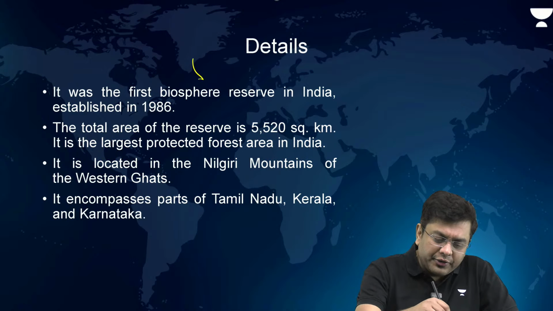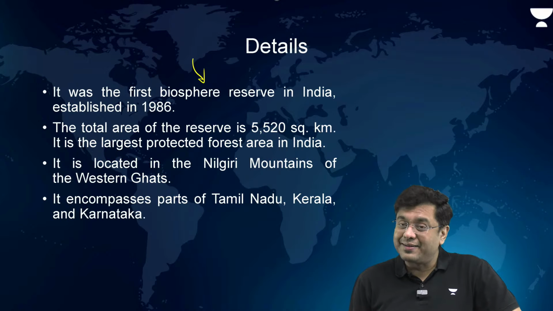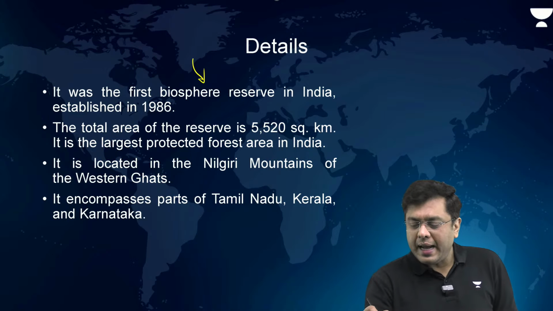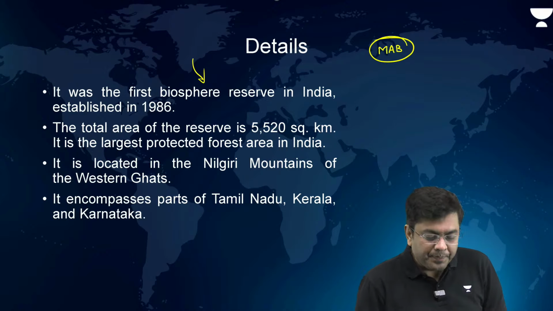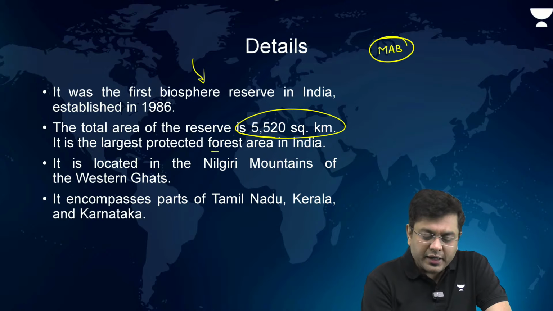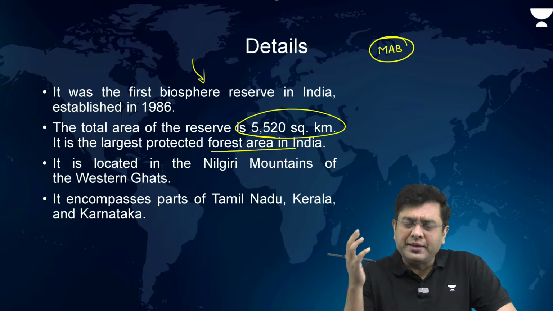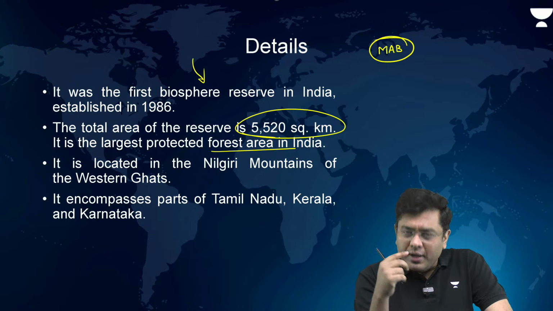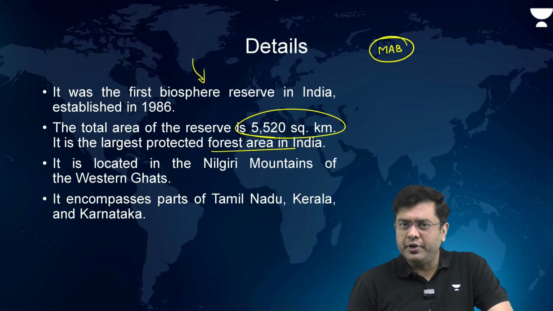It was one of the first biosphere reserves in India, established way back in 1986. It is also a part of UNESCO's Man and Biosphere Program. Okay, the MAB, Man and Biosphere Program. The total area of the reserve is 5,520 square kilometers, the largest protected forest region in India. The entire area from Mukurthi to Satyamangalam to Bandipur, the Wayanad, then Mudumalai, Nagarhole, the entire protected region is constituted in the Nilgiri Biosphere Reserve.